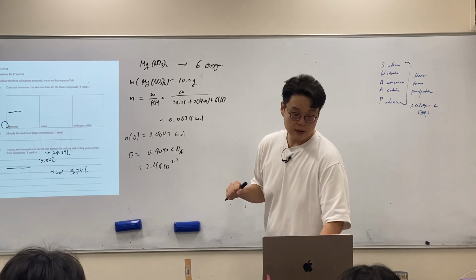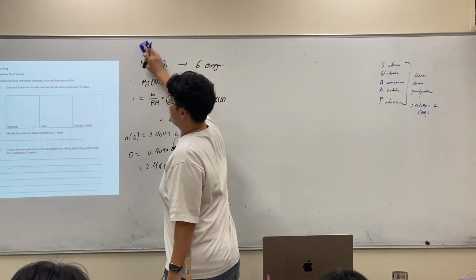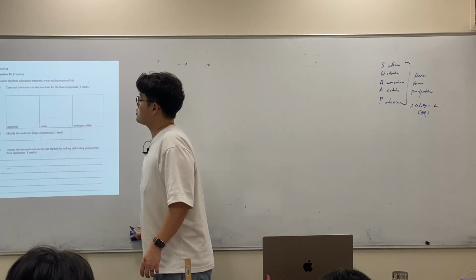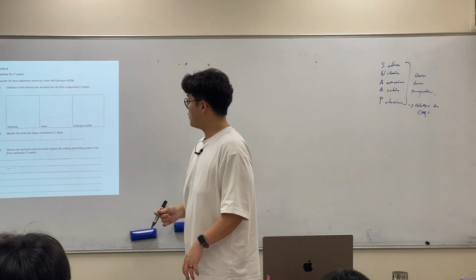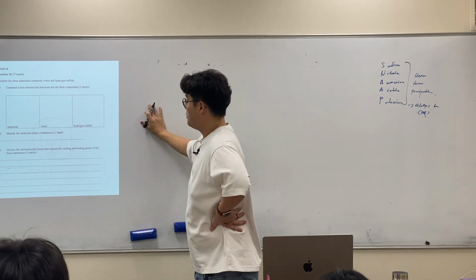Okay, 16. Consider the 3 substances: ammonia, water, and hydrogen sulfide. A. Construct the Lewis electron dot structures for the 3 compounds. We have ammonia, water, and hydrogen sulfide.